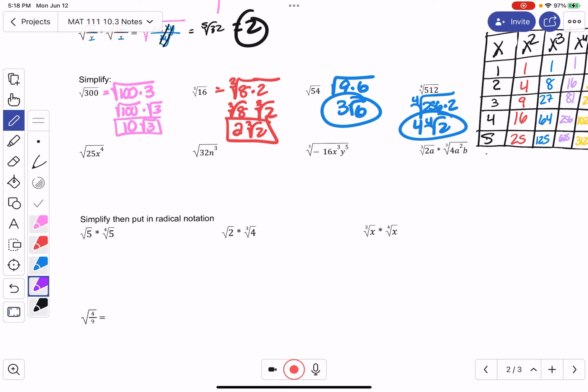All right, here we're going to break it into 25 and x to the 4th. Square root of 25 is 5. We can rewrite this as 4 over 2, and 4 divided by 2 is 2.